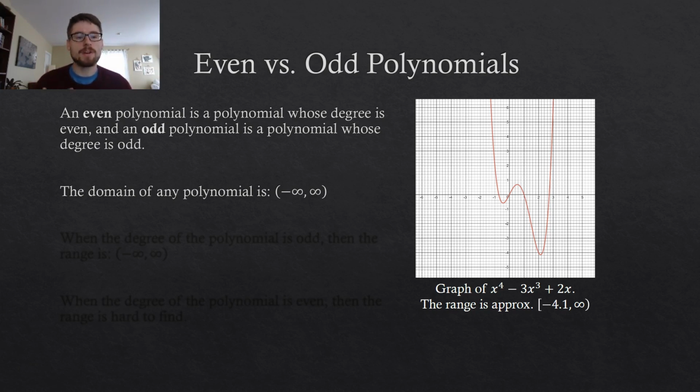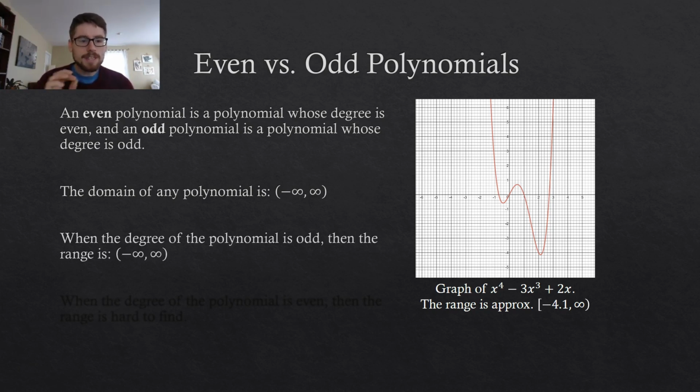So polynomials are very nice functions, and they're very well behaved. There's no bad inputs. There's no weird jumps. It's nice and smooth, and you can plug in any number you want to. When the degree of the polynomial is odd, then you're going to find the range will be all real numbers. You'll be able to get any answer out from an odd degree polynomial.